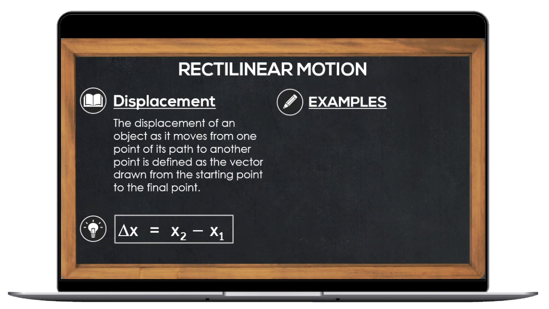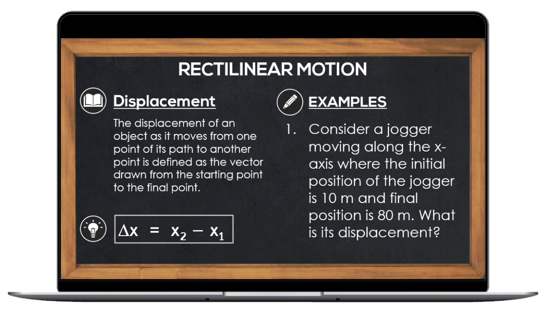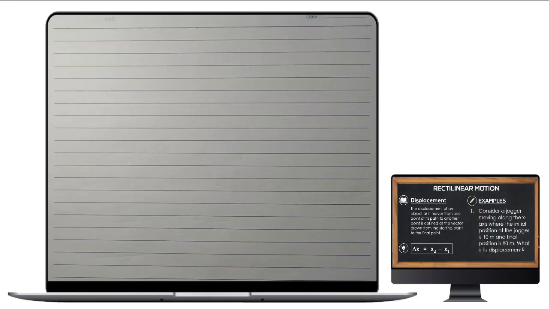So let's say, for example, consider a jogger moving along the x-axis, where the initial position of the jogger is 10 meters and the final position is 80 meters. What will be its displacement? Okay, so let's provide the solution for this one.